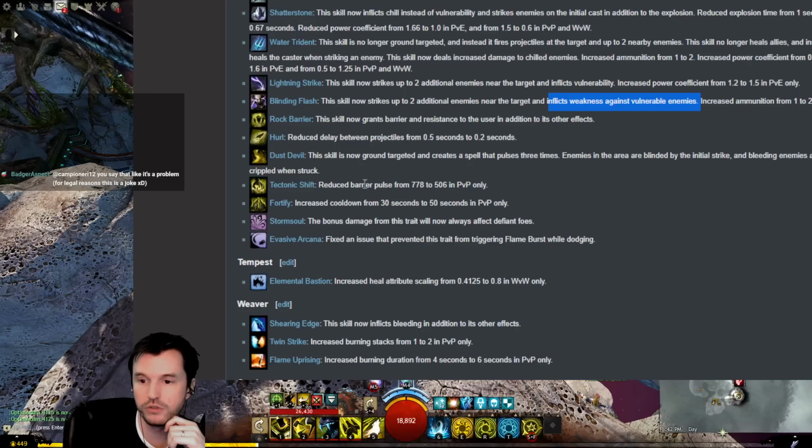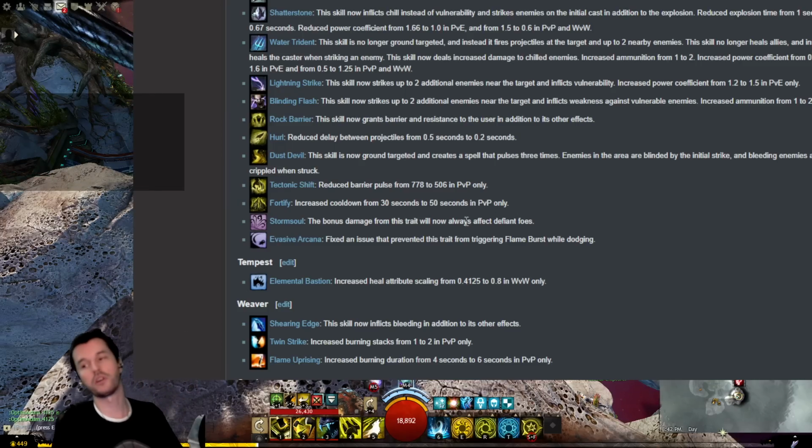Tectonic Shift, reduce the barrier pulse from 778 to 506 in PvP only. Fortify, increase the cooldown from 30 to 50 seconds in PvP only. Storm Soul, the bonus damage from this trait will now always affect Defiant foes. You're going to see this as a recurring theme through these notes.